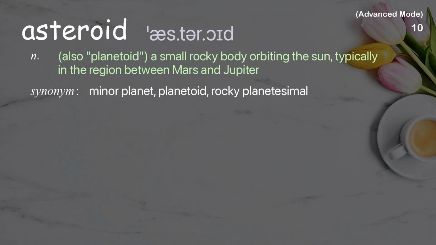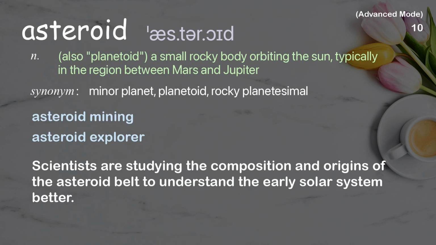Asteroid. Also planetoid, a small rocky body orbiting the Sun, typically in the region between Mars and Jupiter. Examples: Asteroid mining. Asteroid explorer. Scientists are studying the composition and origins of the asteroid belt to understand the early solar system better.